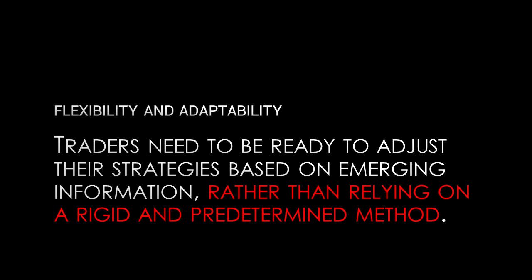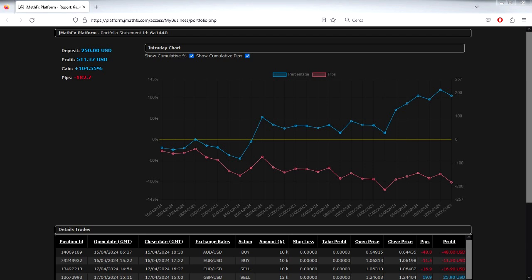This probabilistic perspective in trading emphasizes the importance of a flexible and adaptive approach. Market participants need to be ready to adjust their strategies based on emerging information rather than relying on a rigid and predetermined method. The ability to correctly interpret market events and adjust one's expectations and actions accordingly is a key element for success in trading. This dynamic approach allows traders to make the most of emerging opportunities while minimizing risks associated with a static or outdated understanding of market conditions.